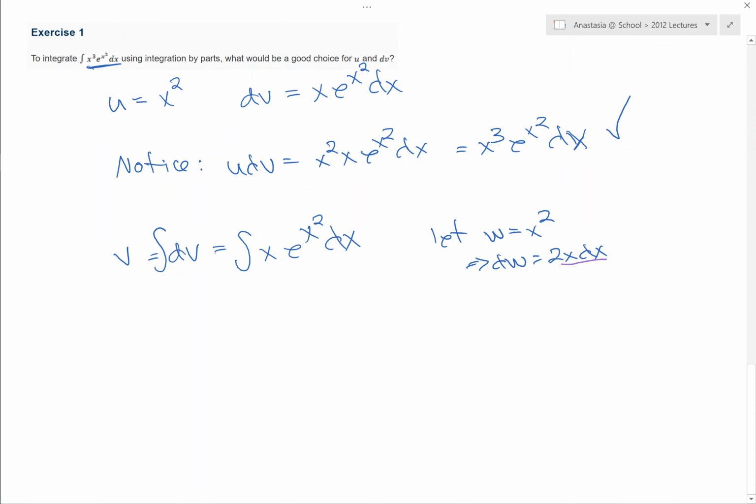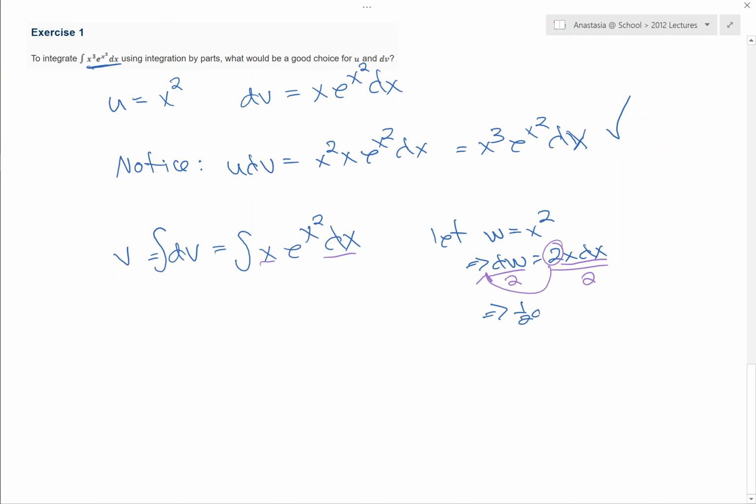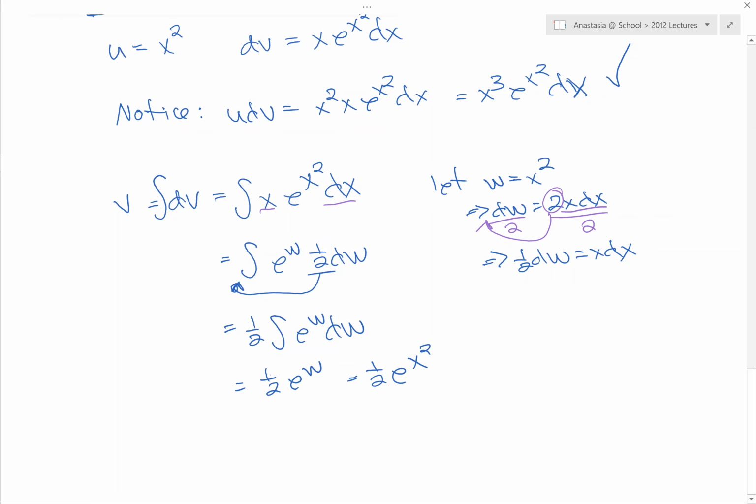The x dx is in our integral already, but the 2 is not. So I'm going to divide both sides by 2 to get that 1/2 dw is equal to x dx. So then when we come back to our integral over here, we're going to have the integral of e to the w 1/2 dw, this constant we can move out of the integral. So we get 1/2 integral of e to the w dw, and e to the w dw is definitely something we can integrate. We get 1/2 e to the w, and w is just x squared here. So we get 1/2 e to the x squared.